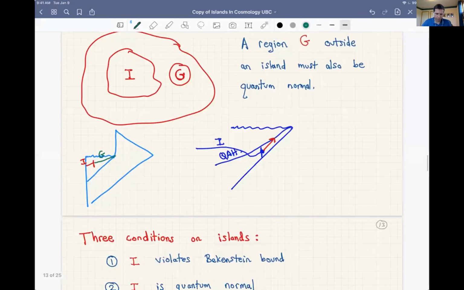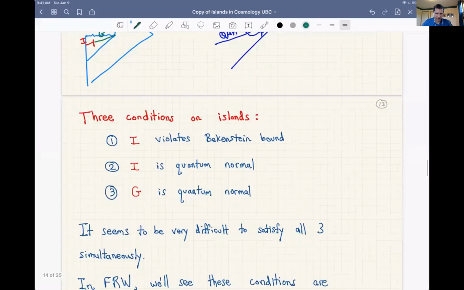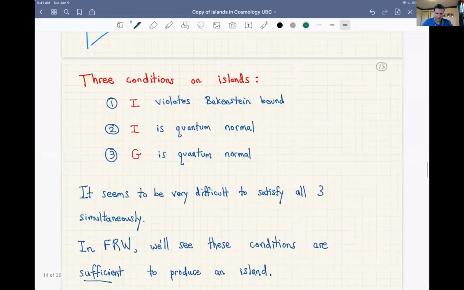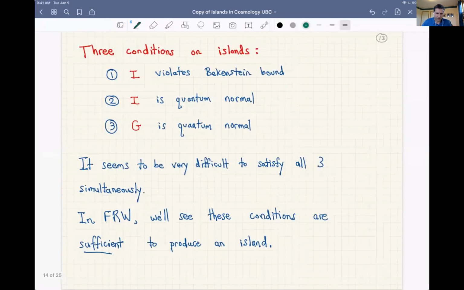Okay, so to sort of recap the conditions, there's 3 conditions on islands. First of all, I violates the Bekenstein bound. Secondly, I is quantum normal. And third, G is quantum normal. It seems to be very difficult. This is now an experimental fact, although I can give equations to support it. It seems to be very difficult to satisfy all 3 of these simultaneously.